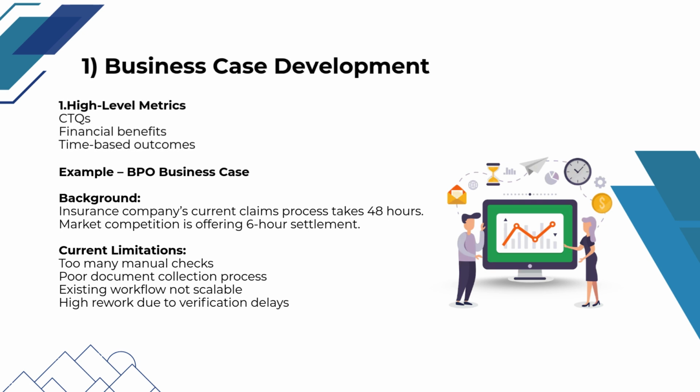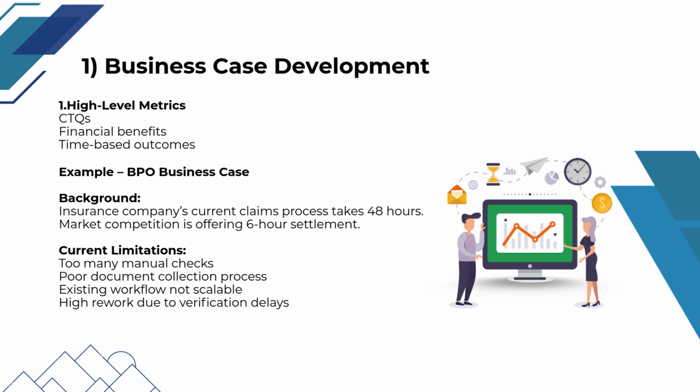In a DFSS business case, high-level metrics such as CTQs, financial benefits, and time-based outcomes are defined to measure success. For example, in an insurance claims scenario, the background shows that the current process takes 48 hours while competitors offer 6-hour settlement, and current limitations include excessive manual checks, poor document collection, an unscalable workflow, and high rework caused by verification delays.